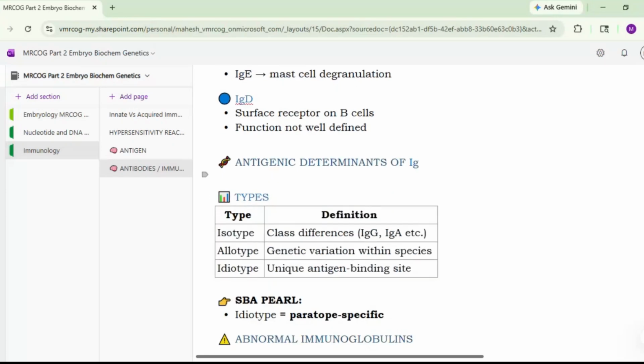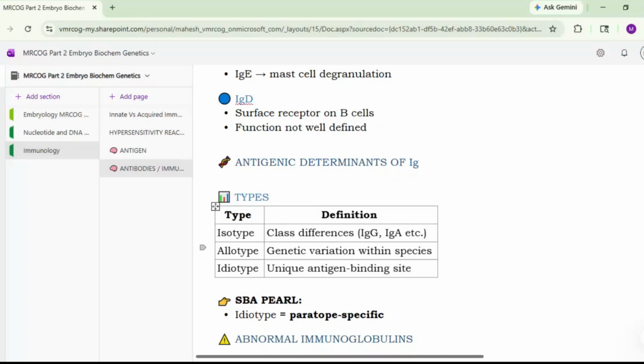Now coming to the antigenic determinants of immunoglobulin. So what are the antigenic determinants of immunoglobulin? There are different types: isotype, allotype, and idiotype. Isotype: there are class differences among the antibodies, that is IgG, IgA, etc. Within the same species you have different classes and they will be unique to that particular class.